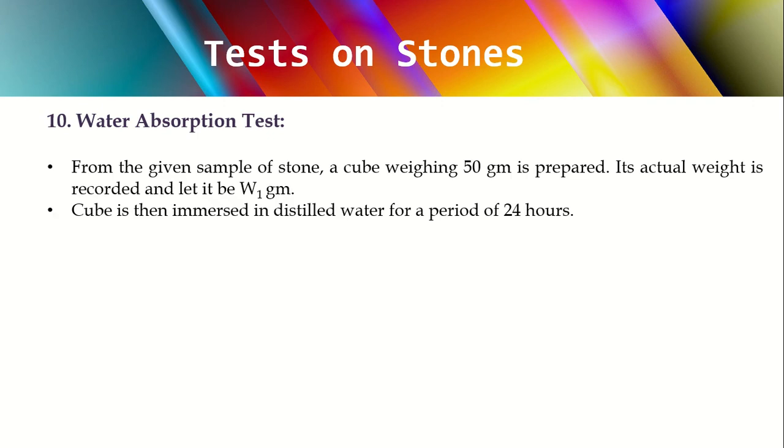From this test we will try to know what percentage of water your stone is absorbing. First, take a stone sample in the form of a cube with the same size as you have taken earlier, 40 by 40 by 40, and see that its weight is around 50 grams. If you take the same cube size of 40 mm by 40 mm by 40 mm, just take its initial weight. So it will be W1.